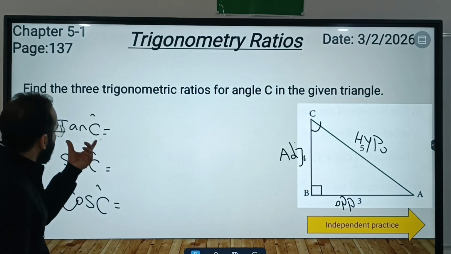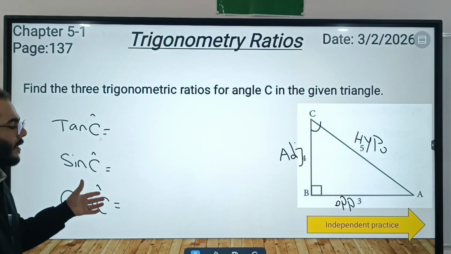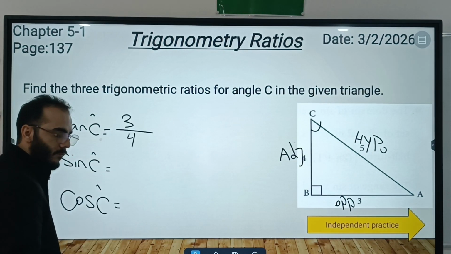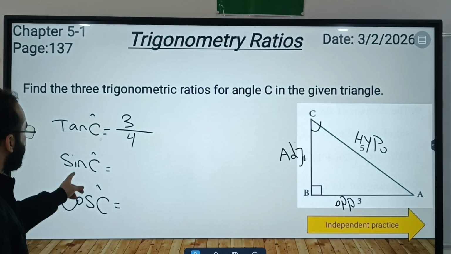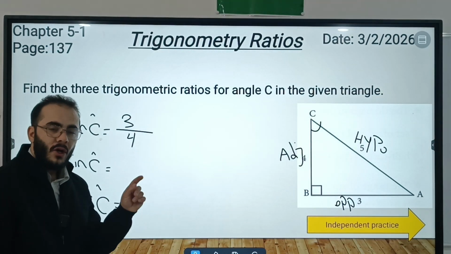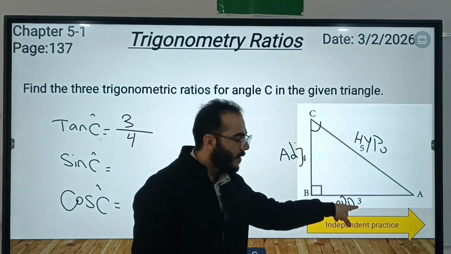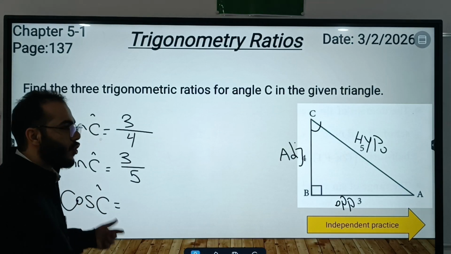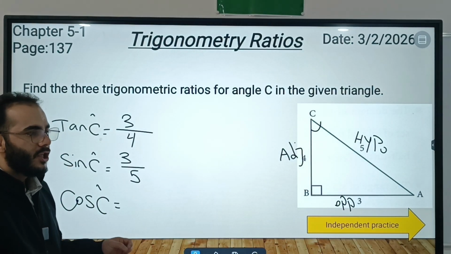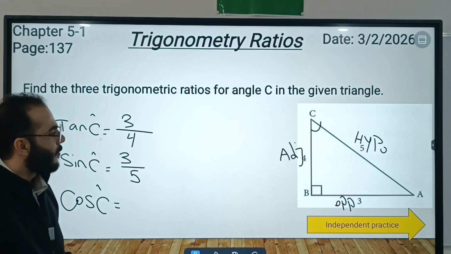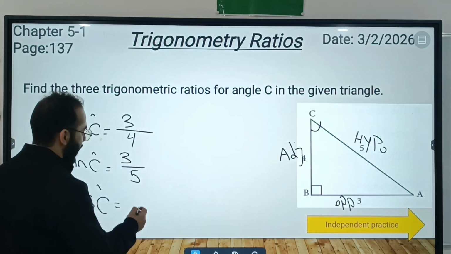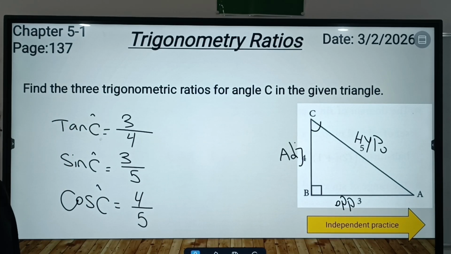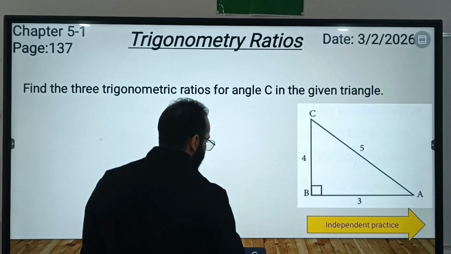All right. So tan C, TOA. Opposite over adjacent. Opposite is what? 3. Adjacent is what? 4. 3 over 4, 0.75. Sine C. So, opposite over hypotenuse. Opposite is what? 3. Hypotenuse is what? 5. So, 3 over 5. How about cosine? For cosine, we had a keyword, which is CAH. Adjacent over hypotenuse. Adjacent is what? 4. Hypotenuse is what? 5. So, 4 over 5. This is how we find the trigonometric ratios regarding a triangle.